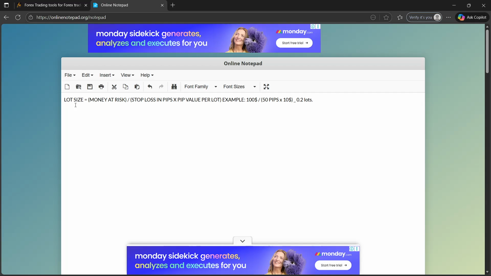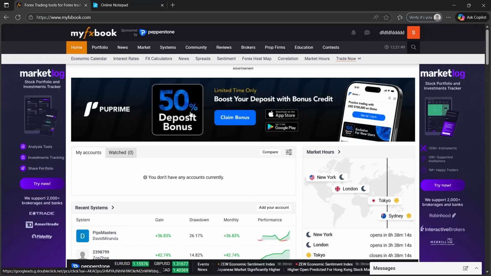So yeah, you can log this trade in Myfxbook or journal, or use external calculators. Myfxbook displays trade sizes once you connect your account, so you can verify your lot sizing history. And yeah, that's basically it.